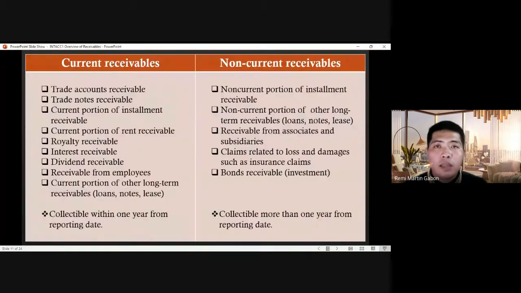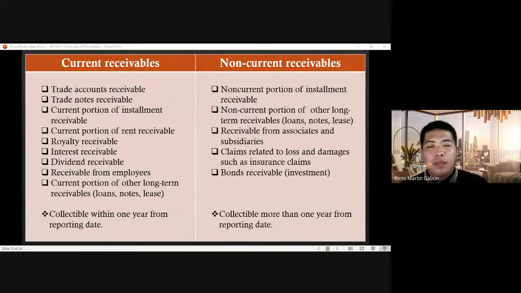So for examples of current and non-current receivables, for current we have trade accounts receivable down to the current portion of other long-term receivables, like the current portion of installment receivable. Are you familiar with Home Credit? You might have encountered it, you just don't remember. For example, if you go to Robinsons North or to Celcom, when you buy a cellphone or a laptop, they will ask, Sir, Home Credit? Those who remember, good for you.